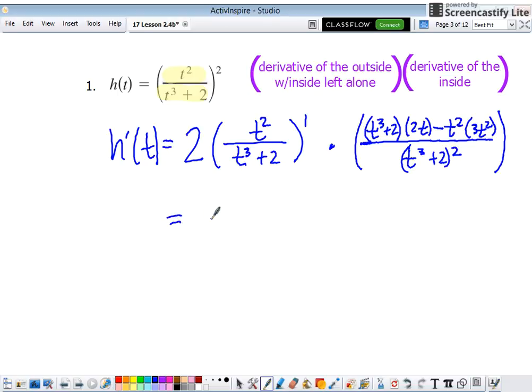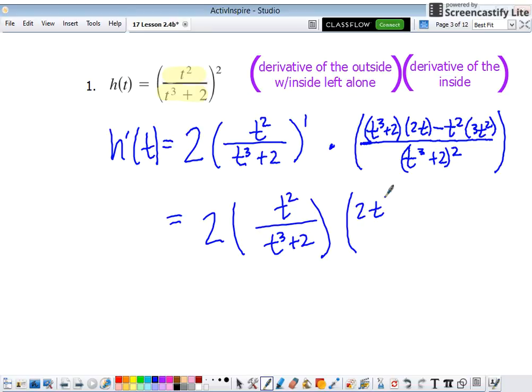Okay, if you want to try and simplify this a little bit, we're going to have 2. This is going to be t squared over t cubed plus 2. I don't need the exponent of 1. Okay, and over here I could distribute. I get t cubed times 2t to the fourth, plus 4t minus 3t to the fourth, and then the whole thing's over t cubed plus 2 squared.